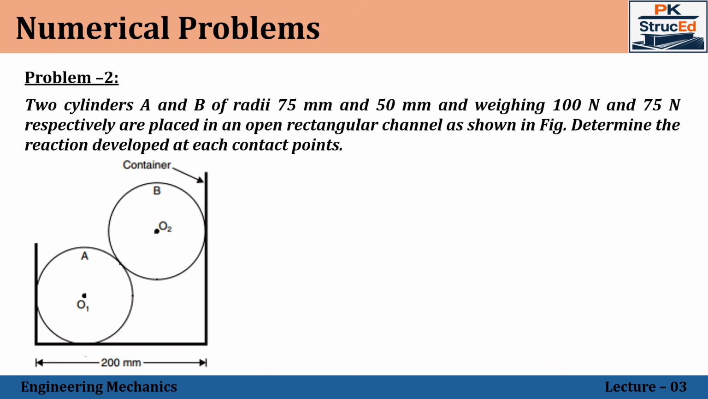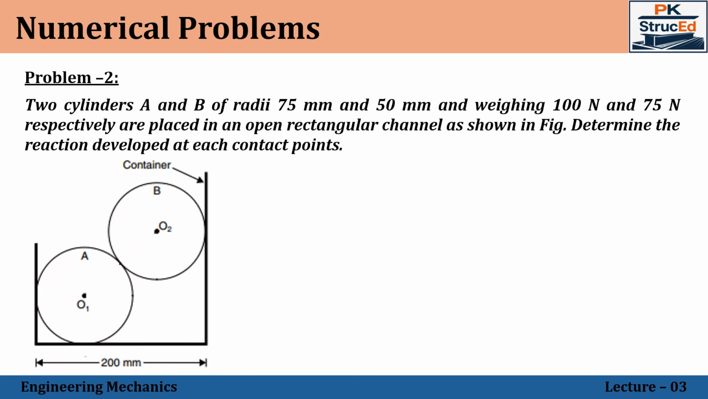Let us move on to the second problem. This is a classical problem. Either it could have been given like 2 cylinders or 3 cylinders placed in a container. So here, 2 cylinders A and B of radii 75 mm and 50 mm, and weighing 100 Newton and 75 Newton respectively, are placed in an open rectangular channel as shown in the figure. Determine the reaction developed at each contact point.